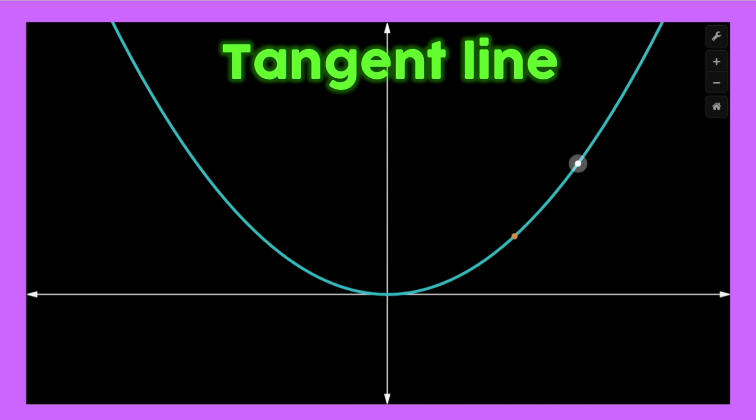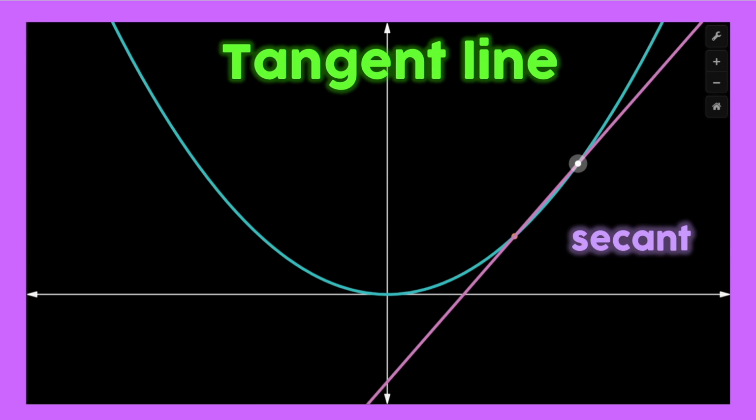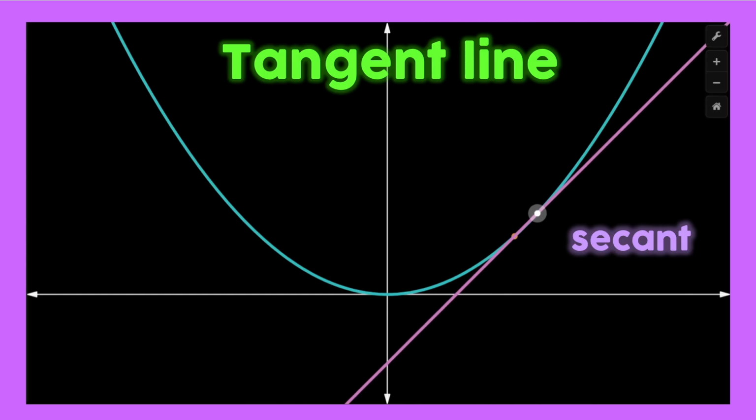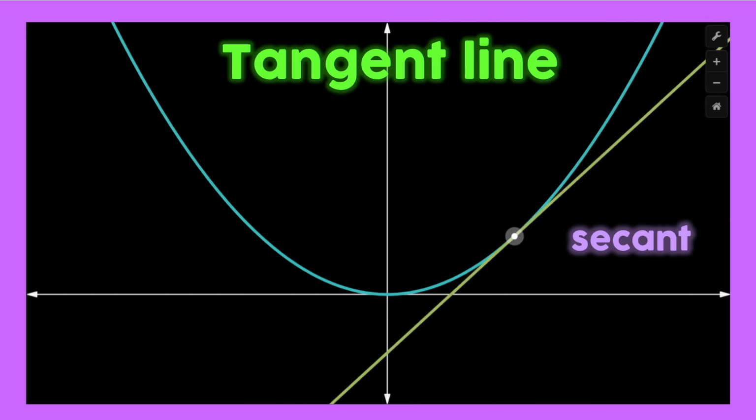We pick a second point nearby, draw a line between them, called a secant line, and then move the second point closer and closer. As the 2 points merge, the slope of the secant line becomes the slope of the curve. This process, getting infinitely close, is what we call a limit, and it's the foundation of derivatives.